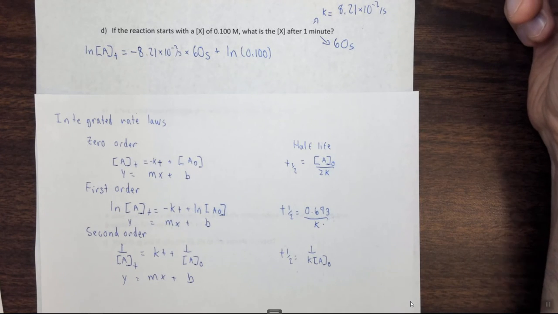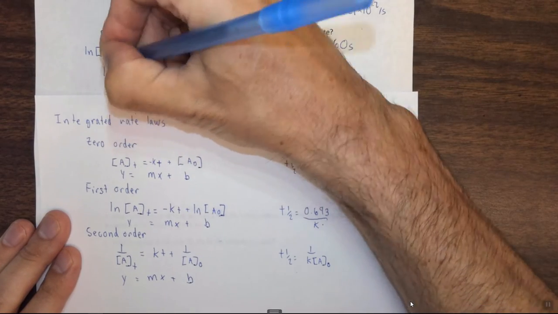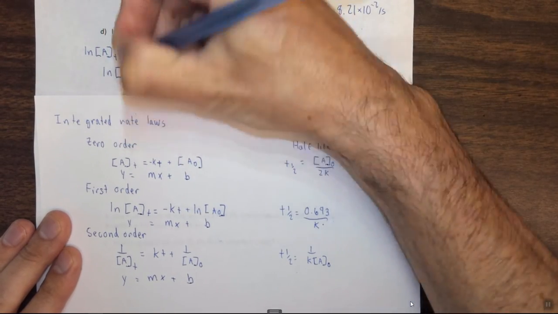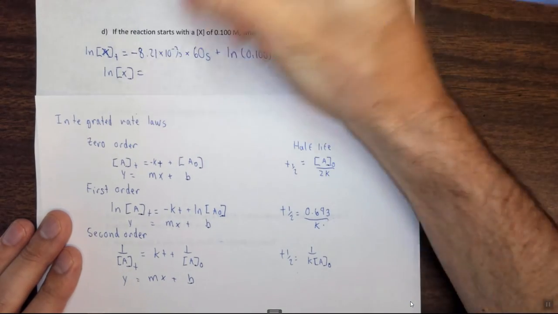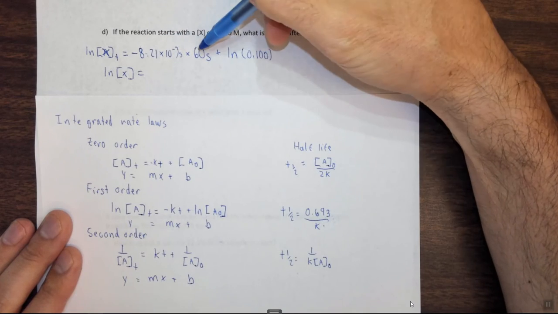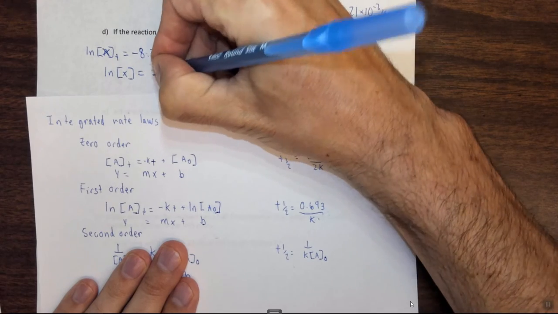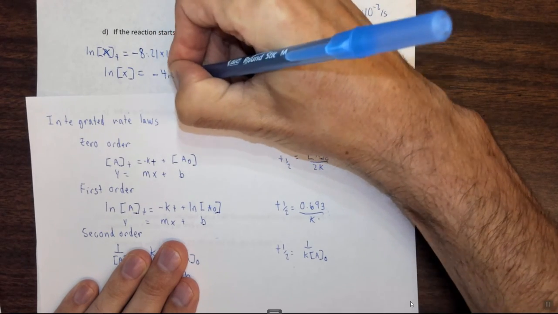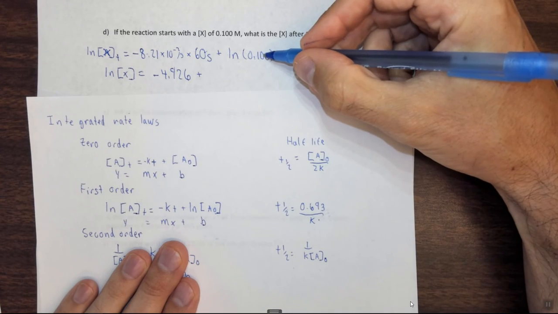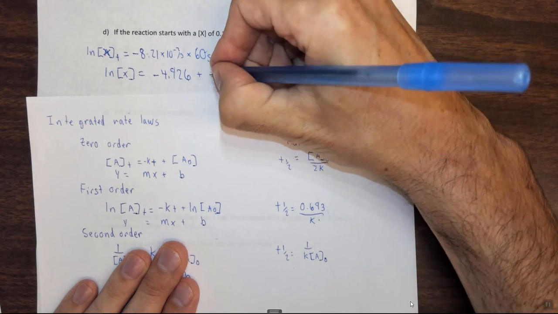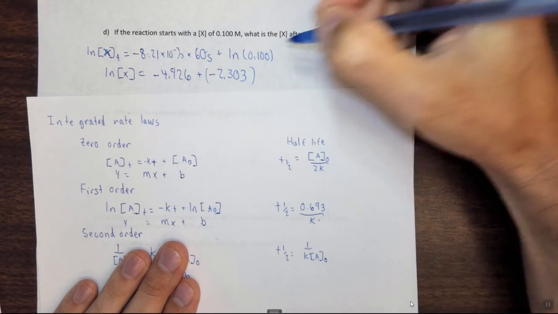In order to do the math, I'm going to first take the ln, and I'm going to put a concentration of X. This should be X, because that's what we're actually looking at in this reaction. It equals negative 8.21 times 10 to the minus 2 times 60, which is going to be negative 4.926, plus the ln of 0.1, which you can just do in your calculator, which is negative 2.303. So we're adding two negative numbers together.